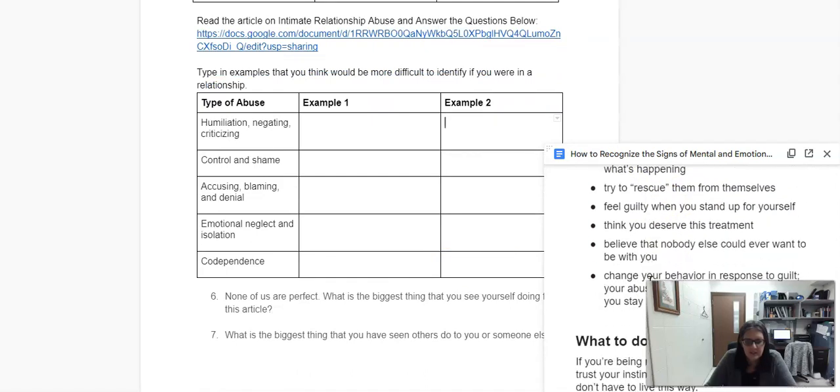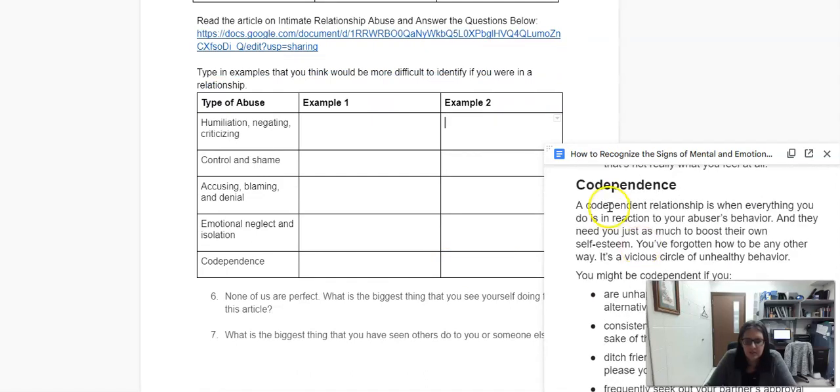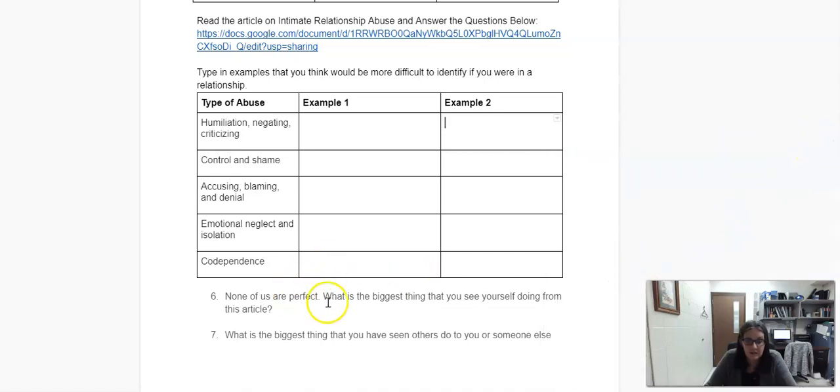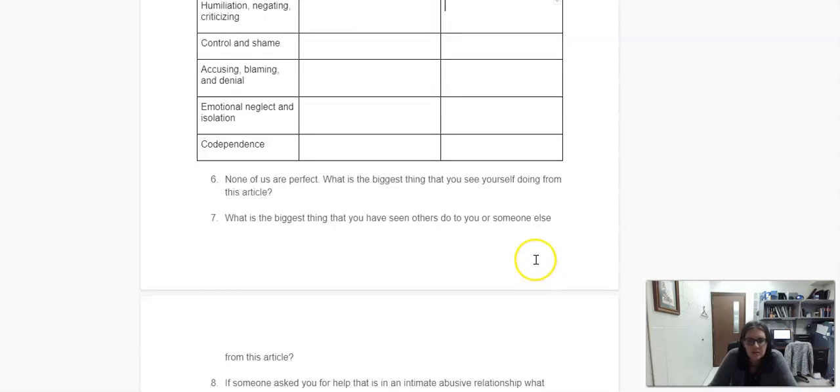So there's definitely things in there. Look at those and consider what are the things that you can see or do. And none of us are perfect. You're going to see something in yourself in that. If you don't, I would be shocked. But a lot of people are in denial about their own flaws and what they do. But put that in there. We all do some of that stuff. And then, how can you actually, what could you change? And then the biggest thing that you've seen others do to you or to someone else.